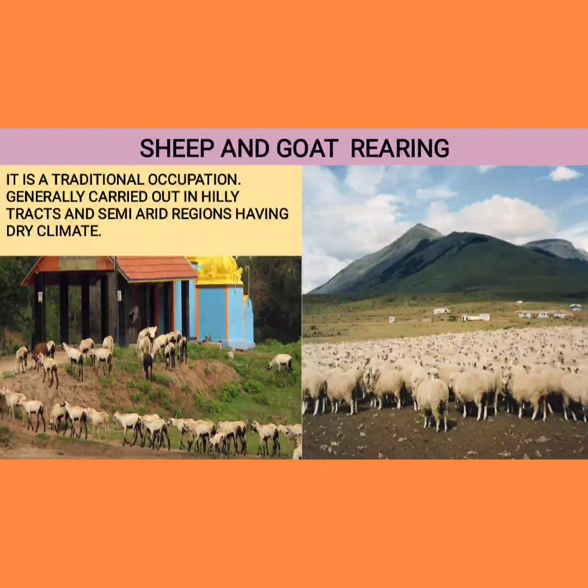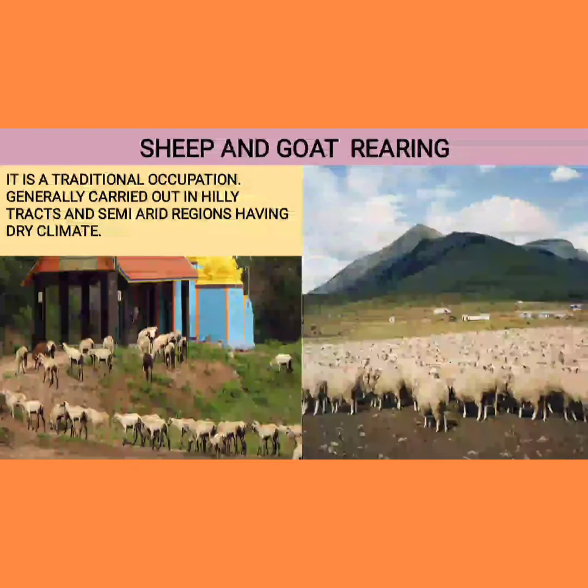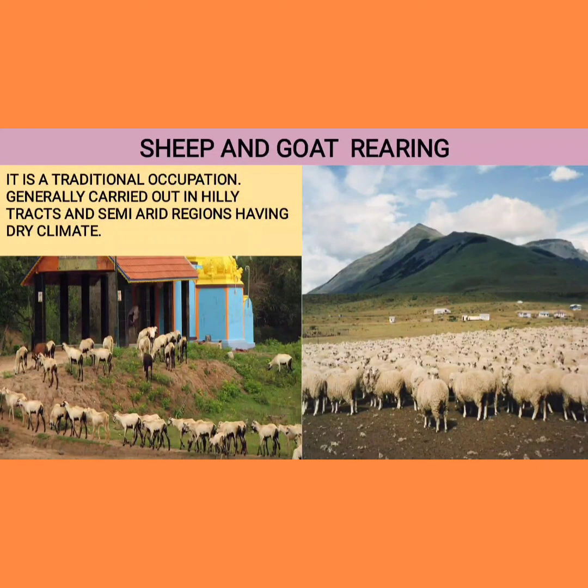Sheep and goat rearing. Now what are sheep and goat? You can see in this picture, I have shown you the sheep and goat. Now why are they reared? This is a traditional occupation, and where it is carried out, it is in hilly tracts and semi-arid regions having a dry climate. Now where the climate is dry, what will happen over there? You will not see more crops, but you will see only grass. And these sheep and goats, what is their fodder, or what is their food? It's only short bushes and grasses, and usually it is found in the hilly tracts and semi-arid regions.